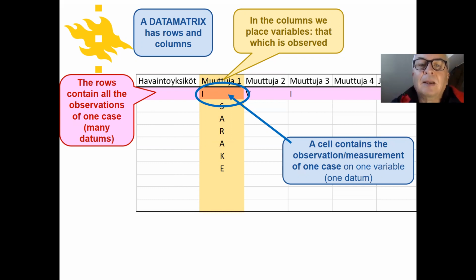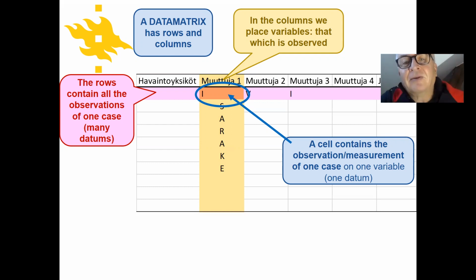And a typical column is, well, let's start with the row. A typical row contains all the observations that you make of one case. So be that, for instance, one student at the school.